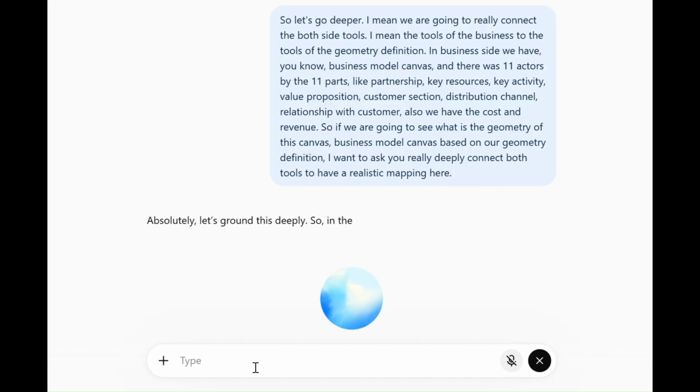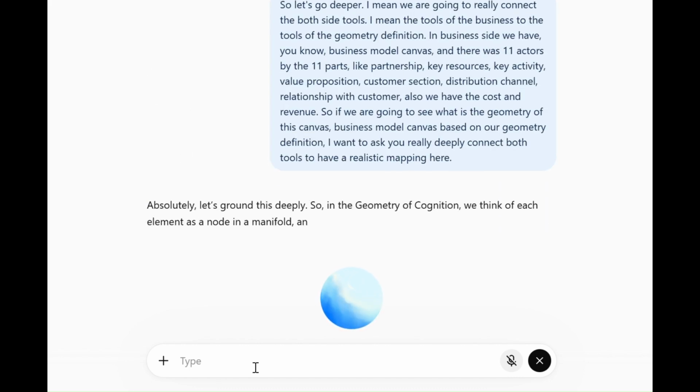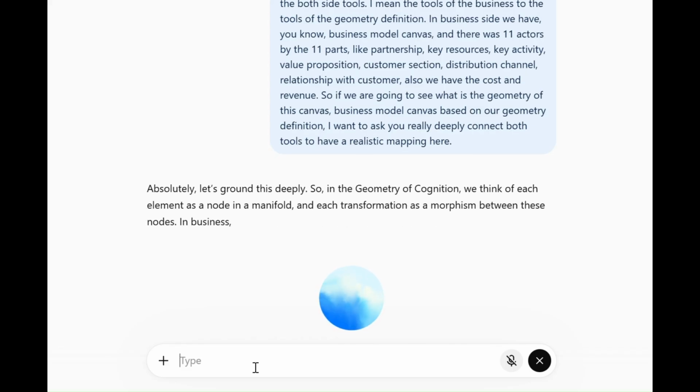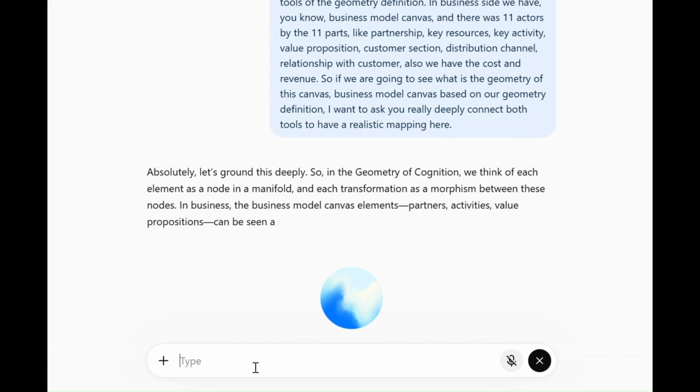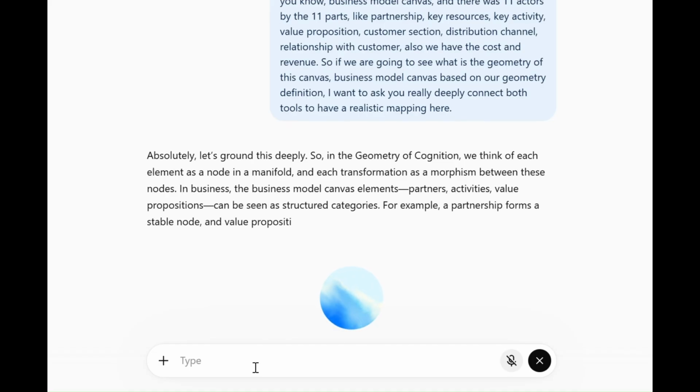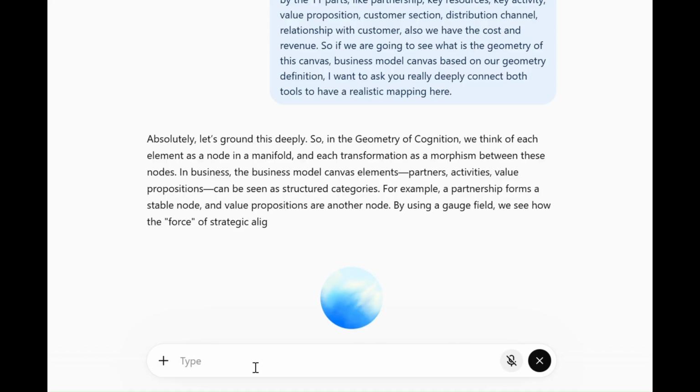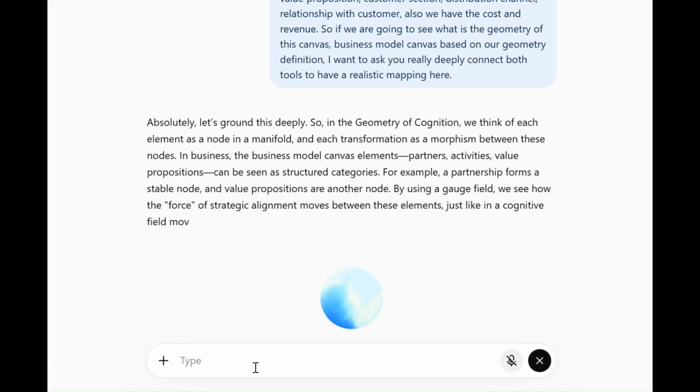Absolutely. Let's ground this deeply. In the geometry of cognition, we think of each element as a node in a manifold, and each transformation as a morphism between these nodes. In business, the business model canvas elements, partners, activities, value propositions, can be seen as structured categories. For example, a partnership forms a stable node, and value propositions are another node. By using a gauge field, we see how the force of strategic alignment moves between these elements, just like in a cognitive field, moving from perception to action.